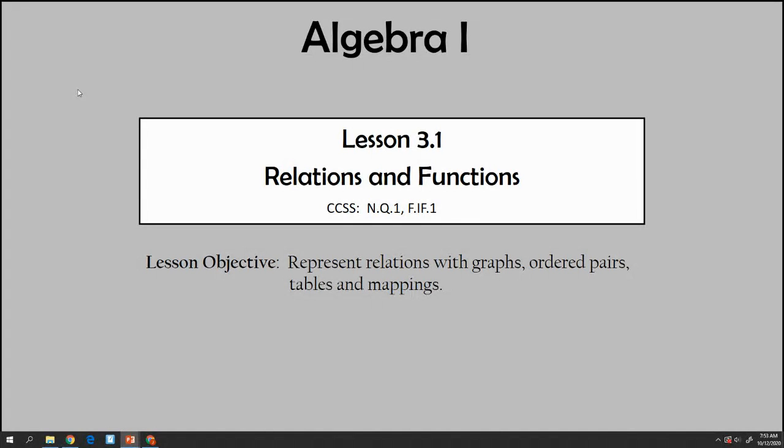Right, today we're going to work on lesson 3.1, which is on relations and functions. We're going to work today on the definition of a relation, so we can identify what a relation is by using graphs or ordered pairs or tables or mappings. And we're also going to get into what functions are and how to identify a function from a group of possible relations that could represent those.